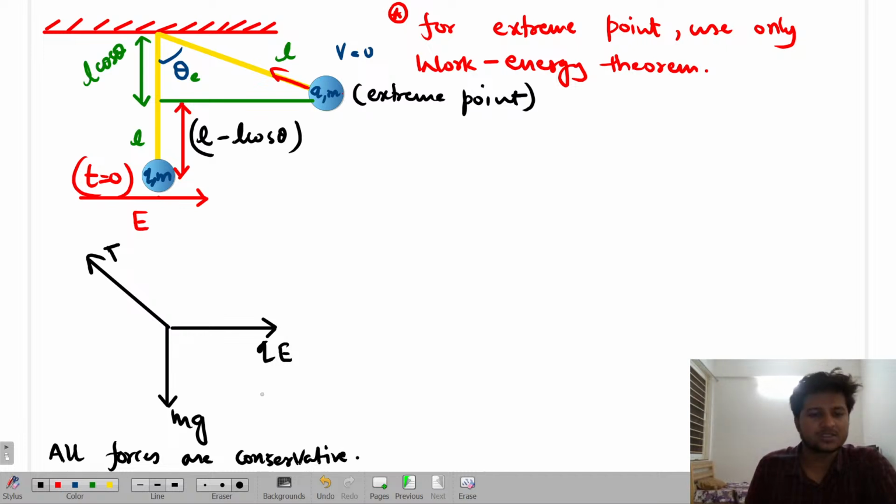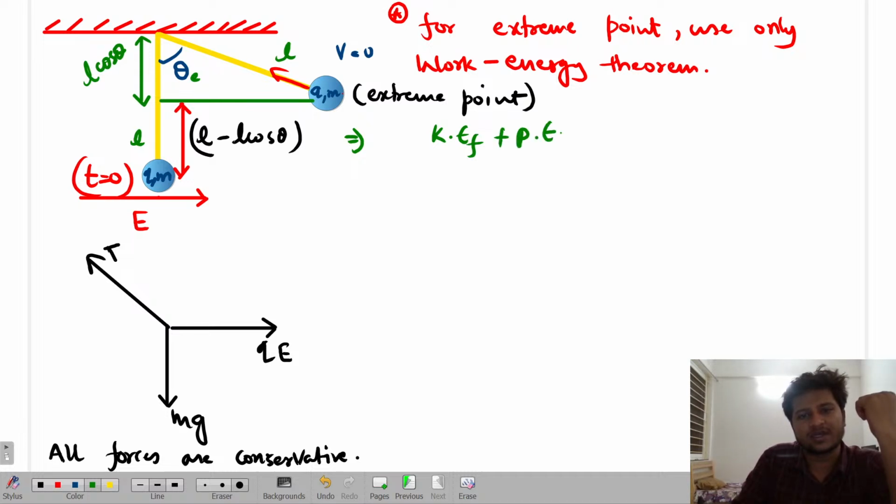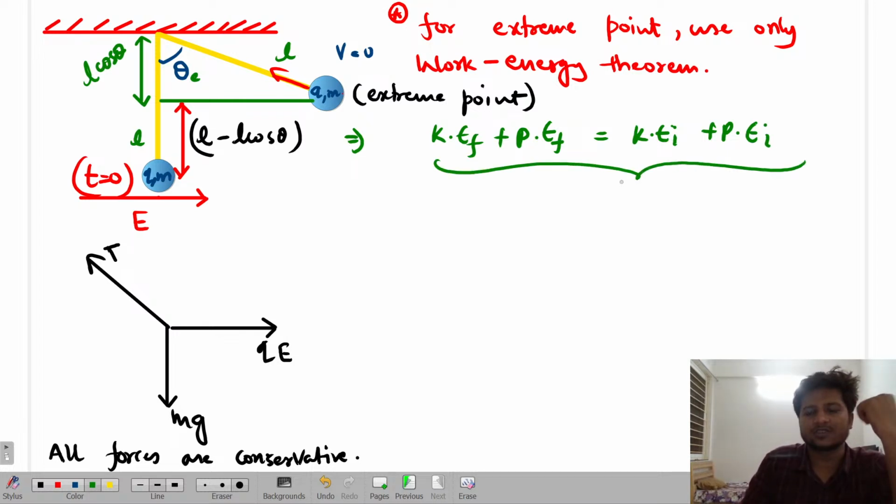So इसका मतलब क्या हुआ? Simply I can directly apply the work energy theorem of conservative forces. What is the work energy theorem of conservative forces? It is exactly we can write kinetic energy final plus potential energy final is equal to kinetic energy initial plus potential energy initial. This is only for which kind of forces? Conservative forces, isn't it?